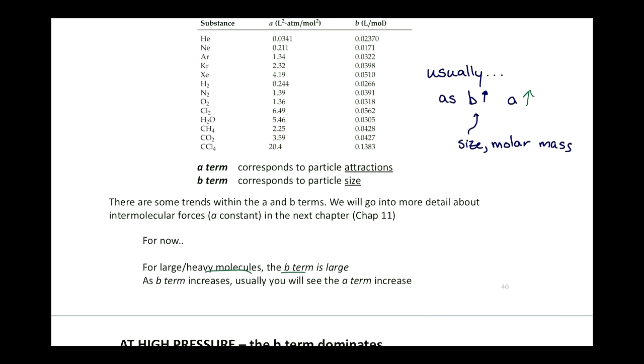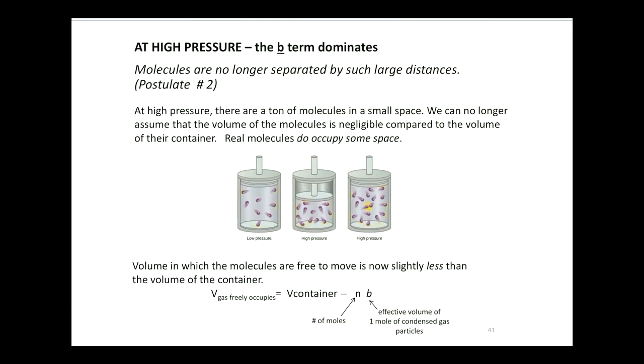Okay, so let's talk about why the B terms and A terms matter at high pressures and low temperatures. So at high pressure, that's one of our non-ideal conditions. The B term dominates. Okay, so pretend we have a container of a gas. Let's say that the volume is rigid, like a 1 liter container. How do I increase the pressure inside this container without changing the volume? Add gas.